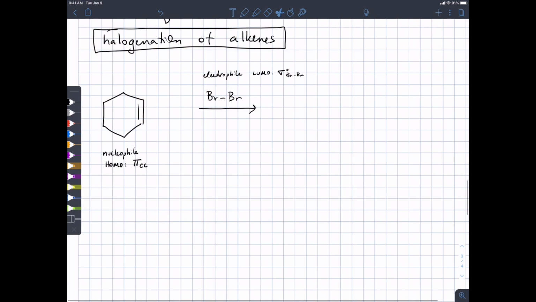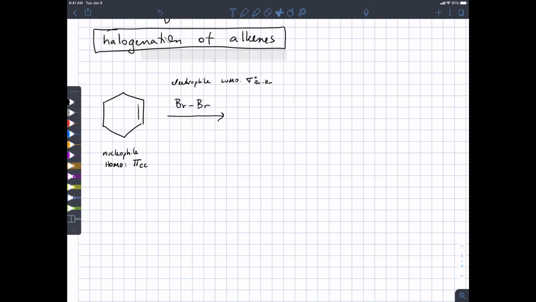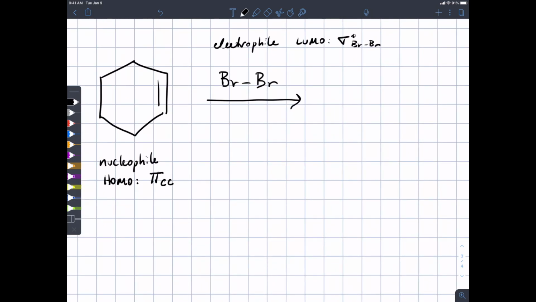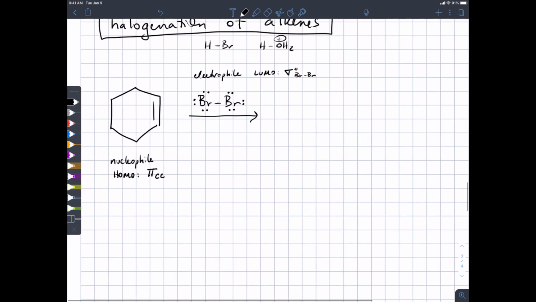I want to take just a minute to contrast the electrophile we're using here versus the electrophiles that we've used above, like HBr or hydronium. The electrophile here does have a weak bond between bromine and bromine, but unlike HBr, the atom that's going to get attacked also has lone pairs on it. All right, and that's going to play a role. So I'll already show you what the products of this reaction are.